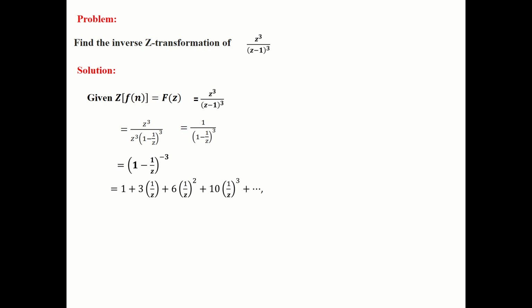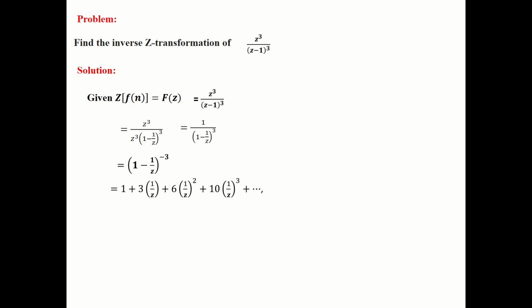So first check the numbers: 1, 3, 6, 10. But this 1, 3, 6, 10 is the standard sequence, etc., called triangular sequence. So for that the nth term we know is n into n plus 1 by 2. Otherwise you have to check each number, write the numbers 1, 3, 6, 10, then find the relation between these numbers. Then you can write the nth term.